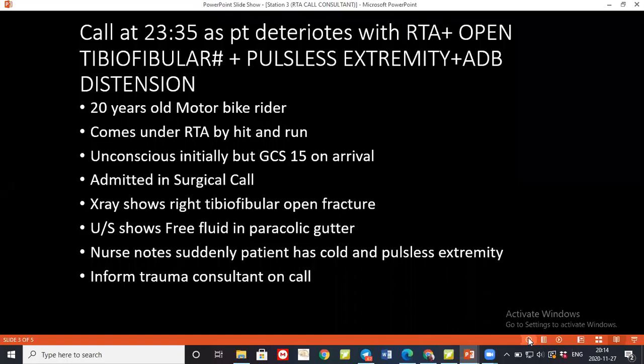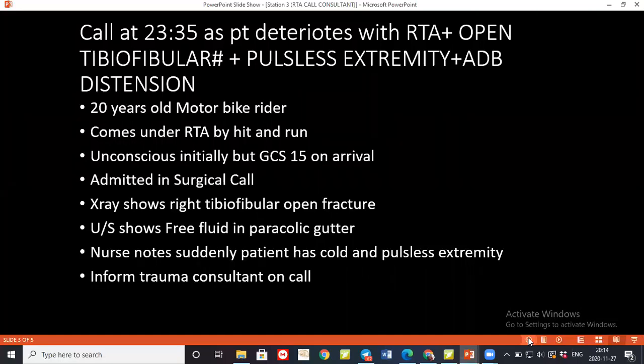Okay, thank you, sir. Actually, we have a 20-year-old male who was admitted under us as a case of RTA and hit and run case. Initially, the patient presented unconscious, but on arrival, the patient has a GCS of 15. The patient was admitted on our side. We did a few investigations. On inspection, firstly, we see the patient has a right tibial open fracture.